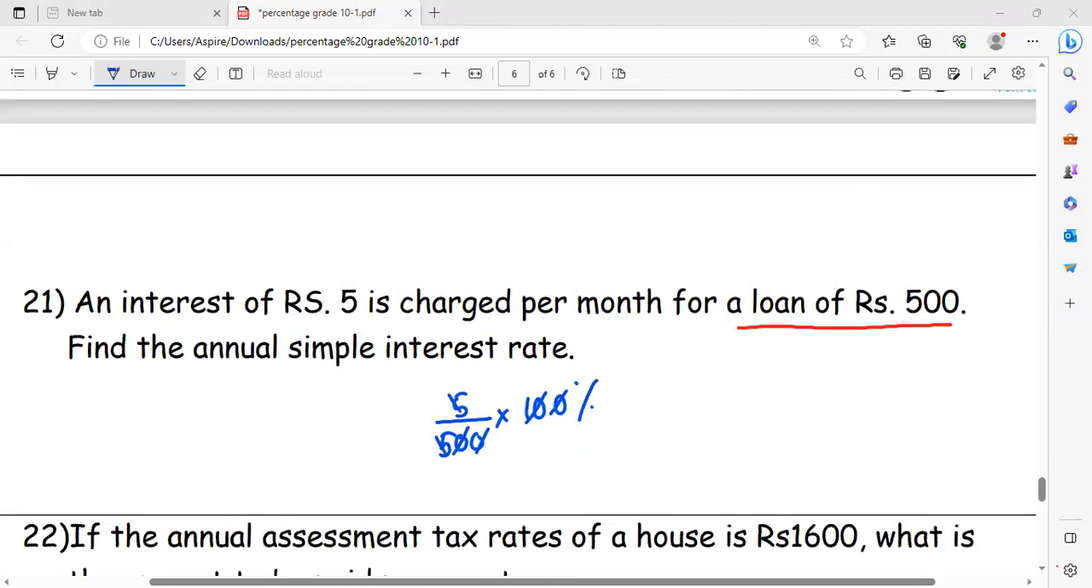It's 21 question, no? Sorry. Here it is given as month, no? මාසෙකටනේ අපිට දීලා තියෙන්නේ. An interest of 5 rupees is charged per month for a loan of 500. Then find the annual simple interest rate. Then you have to multiply this by 12 to find the annual interest that has to be paid.